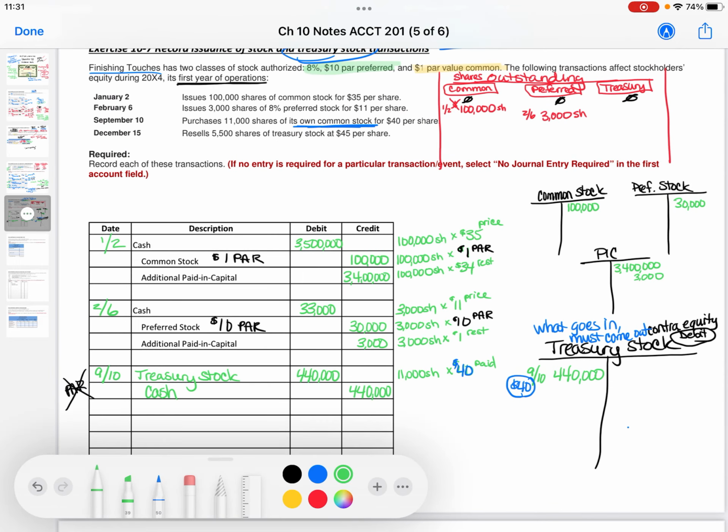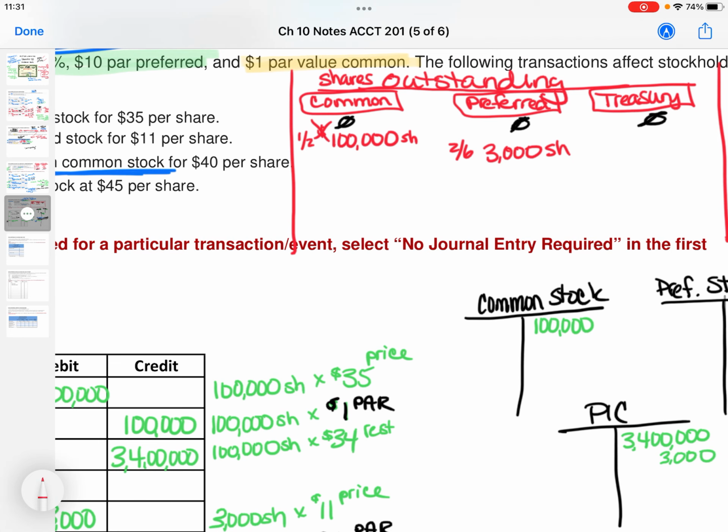Okay, so now that we bought back some of our own stock, up here where we're keeping track of the shares outstanding, I need to subtract from the common stock. I'm going to subtract 11,000 because I'm buying those shares of stock back. And this is September 10th. I'm subtracting them from the common column, and then I'm going to come over here to the treasury stock column, and I'm going to add them, because I'm actually increasing my treasury stock, the number of shares I have sitting over there.